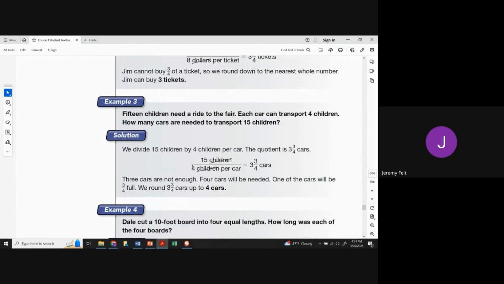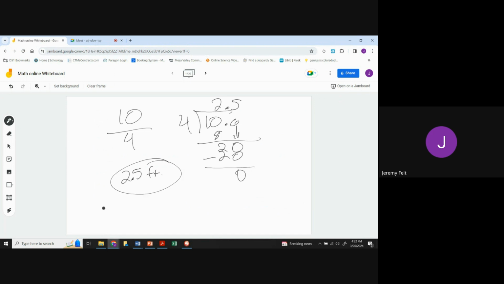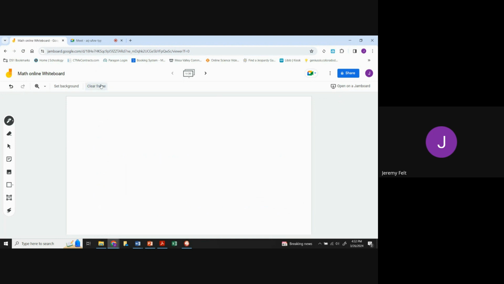Next, cut a 10-foot board into 4 equal parts. How long is each of the 4 boards? We got 10 divided by 4. 2 times 4 is 8, 2 left over, put that at 0, 4 goes in 25 times. We're going to have a remainder, so 2.5 feet. We have a 10-foot board and we cut into 4 equal parts. Each one of those is going to be 2.5 feet.